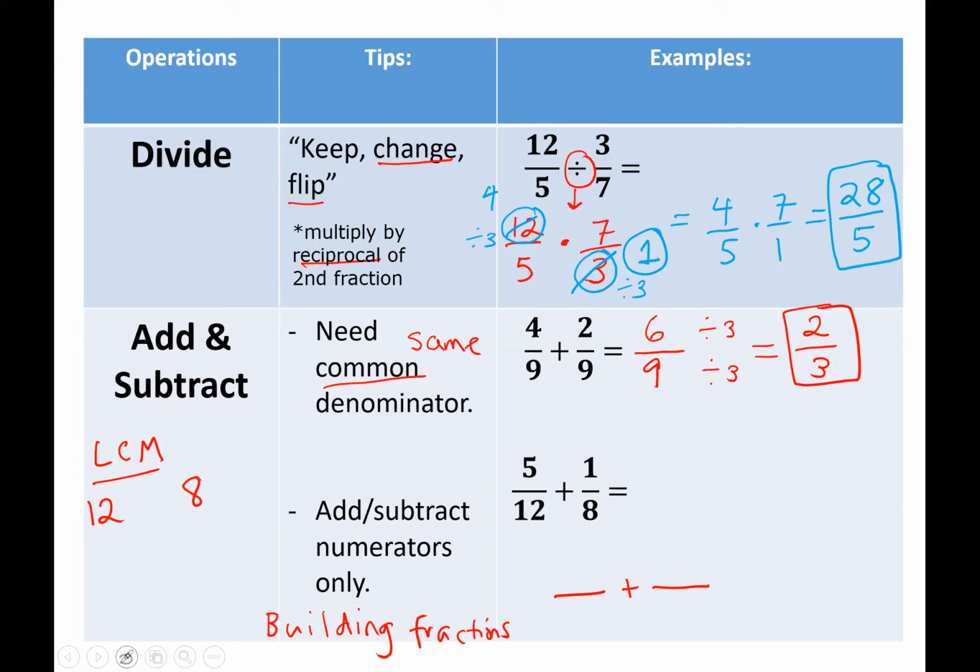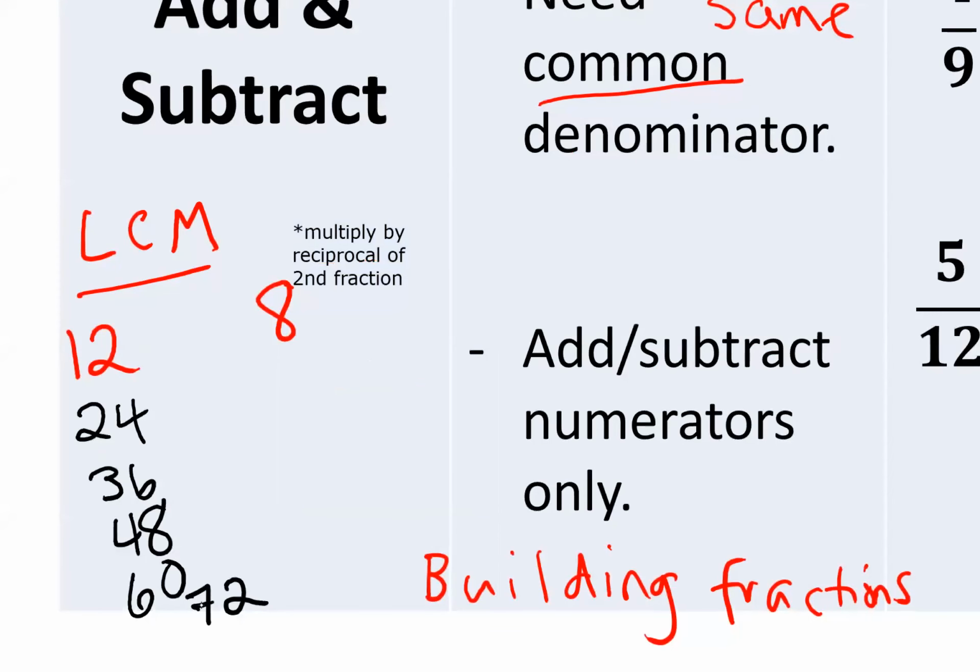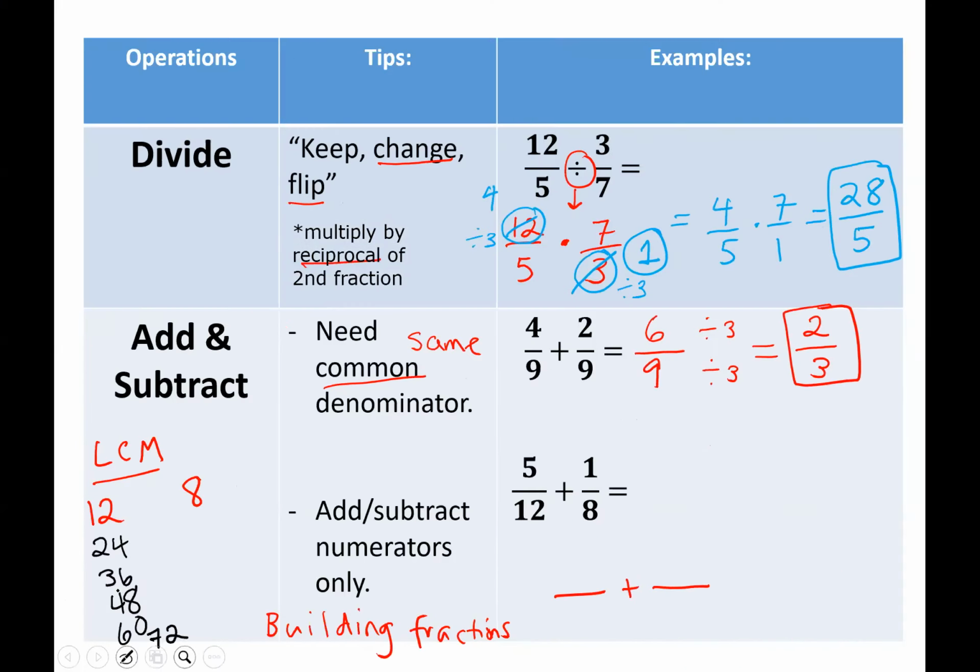Multiples of 12: I'm essentially counting by 12. 12 times 1 is 12, 12 times 2 is 24, 12 times 3 is 36, 12 times 4 is 48, 12 times 5 is 60, 12 times 6 is 72. I'm running out of space here. Obviously the list goes on literally forever.